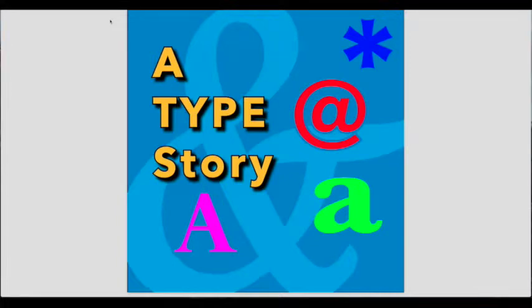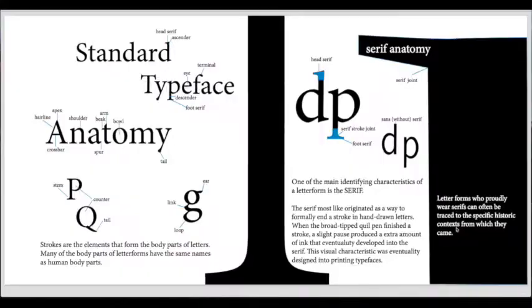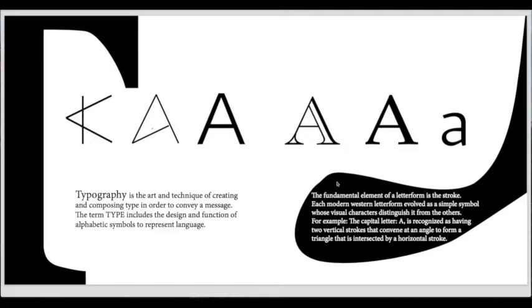A type story. Typography is the art and technique of creating and composing type in order to convey a message. The types include the sign and function of alphabetic symbols to represent language.